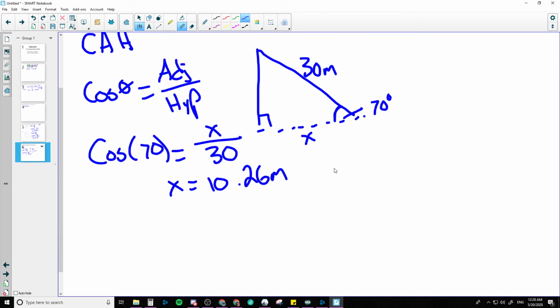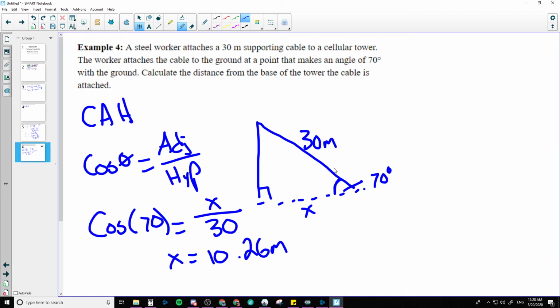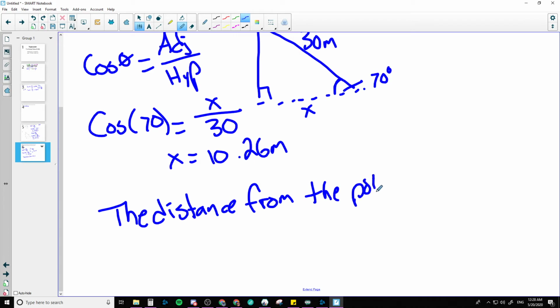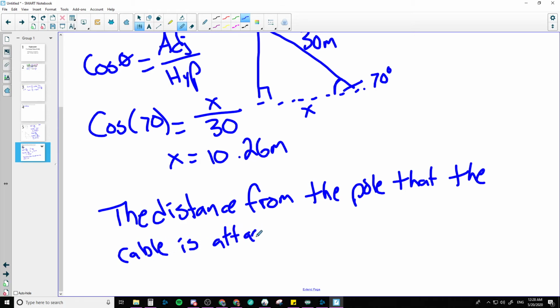meters. Now this is a word problem, so we need to give it a word answer. So the distance from the pole that the cable is attached to is 10.26 meters.